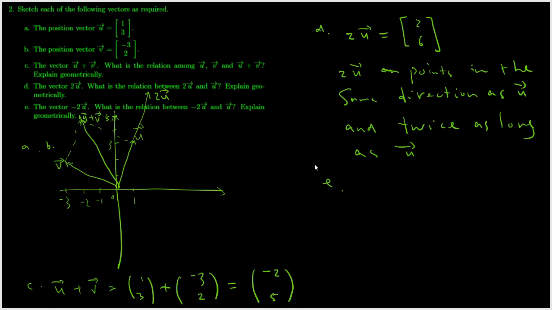Okay. In question E, we are trying to compute the scalar multiple of negative 2u. So negative 2 is the scalar, and then times u. So this time you are going to have the vector with the first component of negative 2, the second component of negative 6. Okay. That's a vector in the reverse direction and twice as long. That's probably the vector negative 2u, if you know what I mean.